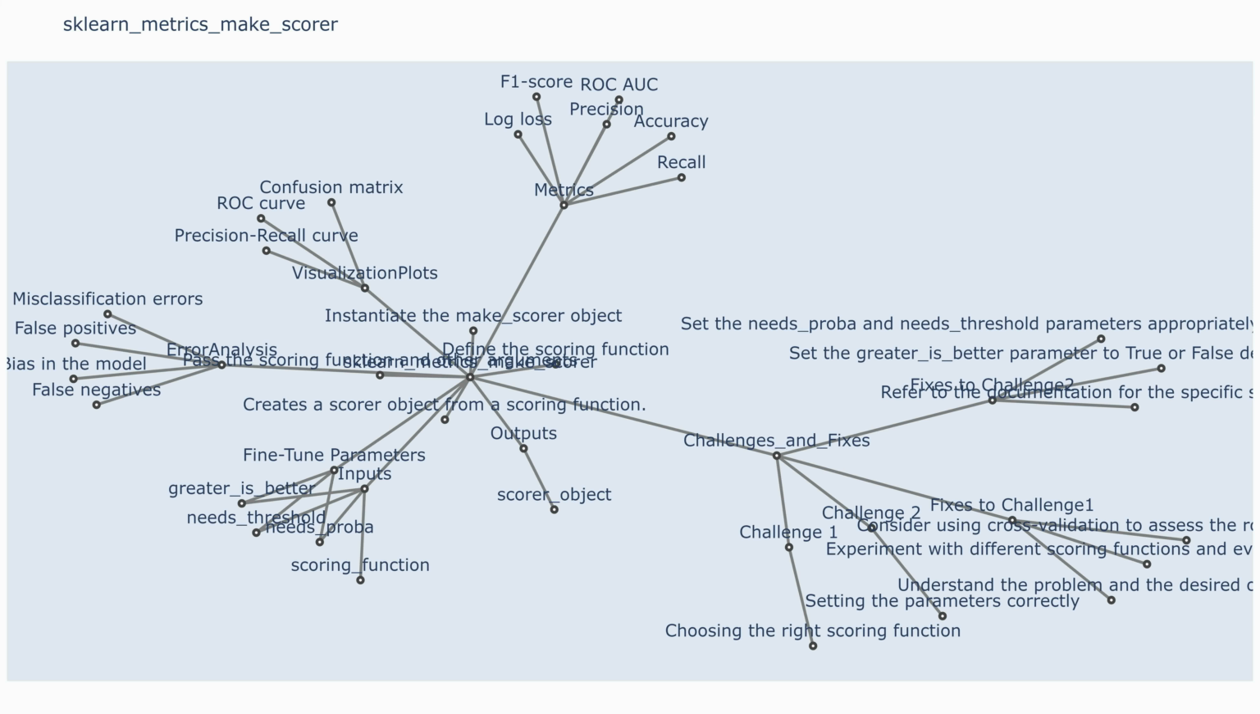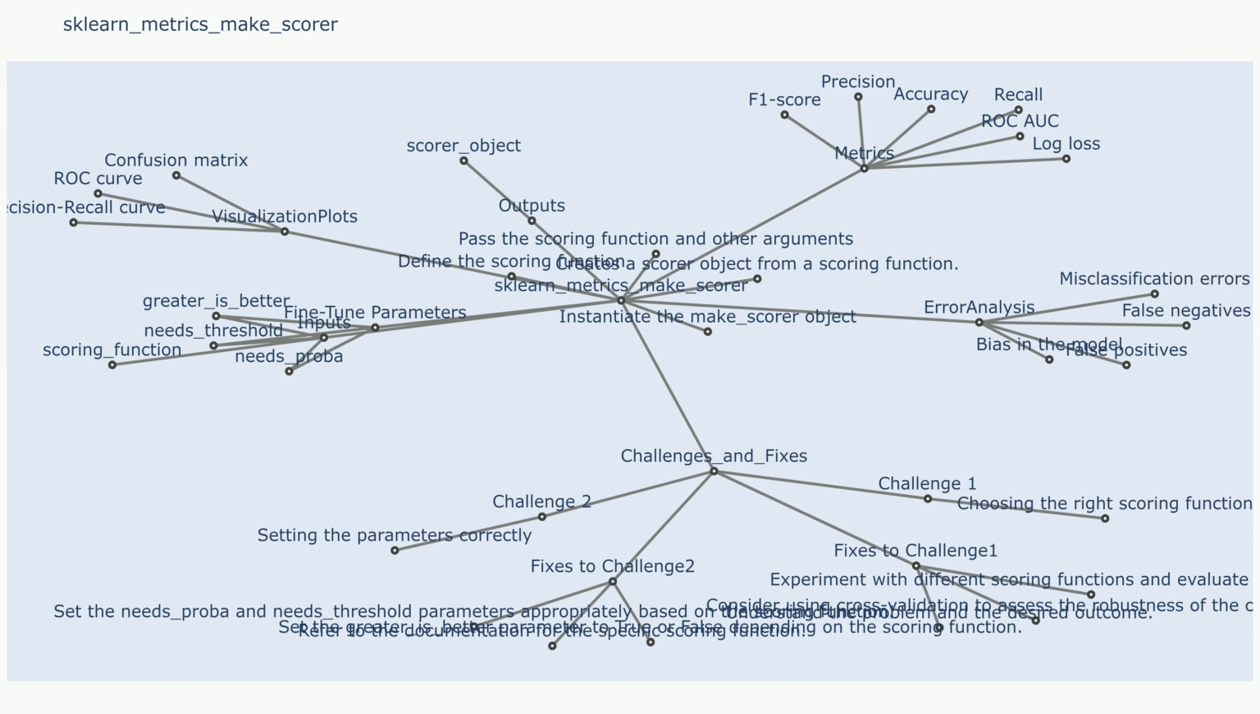sklearn.metrics.make_scorer. Description: the make_scorer function from scikit-learn's metrics module is a powerful tool for creating custom scoring functions that can be used with various machine learning models in scikit-learn. It allows you to define a scoring metric based on a desired function and specify additional parameters like greater_is_better, needs_proba, and needs_threshold.